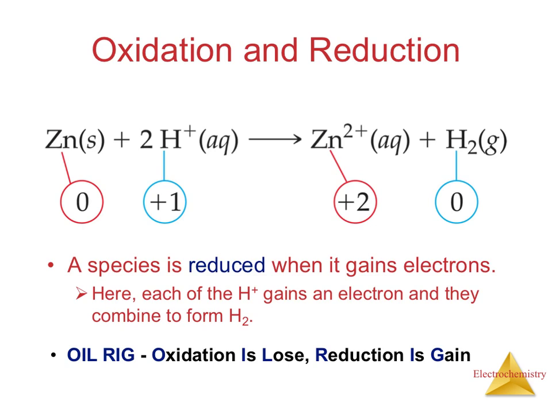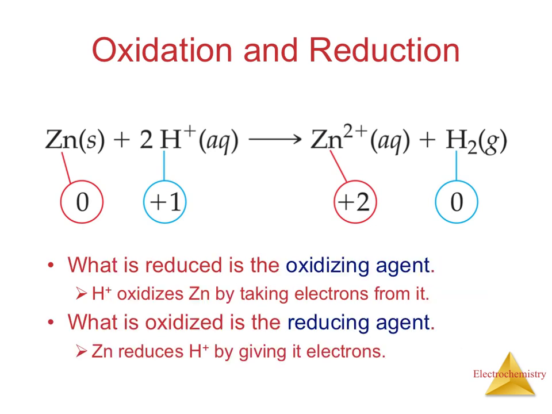The mnemonic that goes with this is OIL RIG. Oxidation is loss, reduction is gain, where oxidation is loss of electrons and reduction is gain of electrons. So in our case, the zinc is oxidized and the hydrogen is reduced. All right, more vocabulary words. What is reduced is the oxidizing agent. Hydrogen is the oxidizing agent because, as hydrogen is reduced, hydrogen oxidizes zinc metal by taking electrons from it. Now, what is oxidized is the reducing agent.